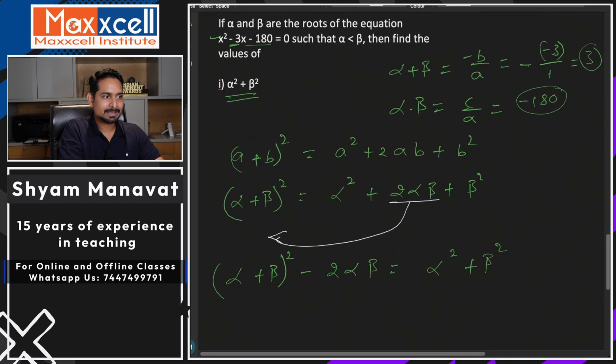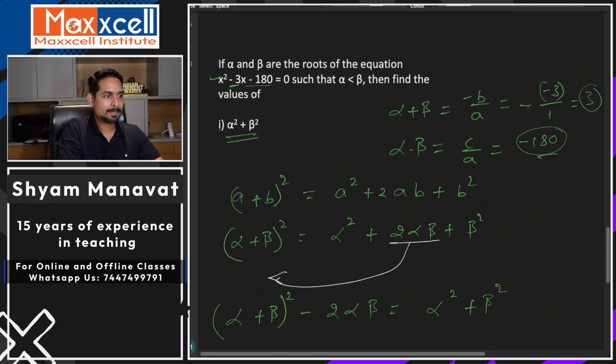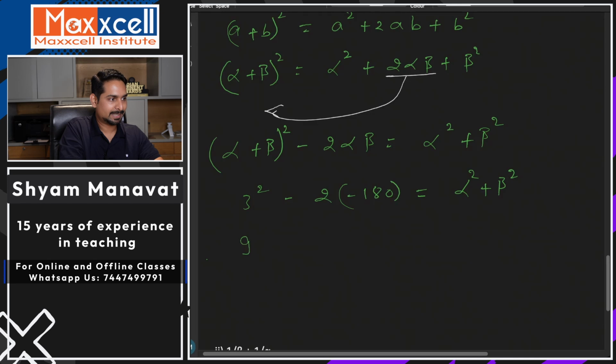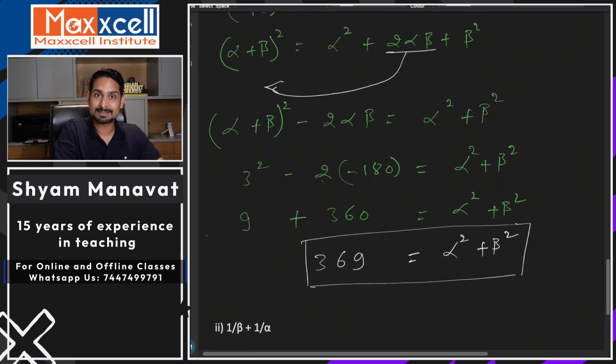Here alpha plus beta value we will substitute, that is 3 square, minus 2 into alpha into beta value, which is minus 180. I substitute minus 180, which is in multiplication. That is alpha square plus beta square. Simplify that further. What you have, 9, minus will become plus, 2 into 180 is 360. One more step and you got the answer. Yes, you already have the answer with you. 369 is alpha square plus beta square for that particular equation, where alpha and beta are the roots of the equation.